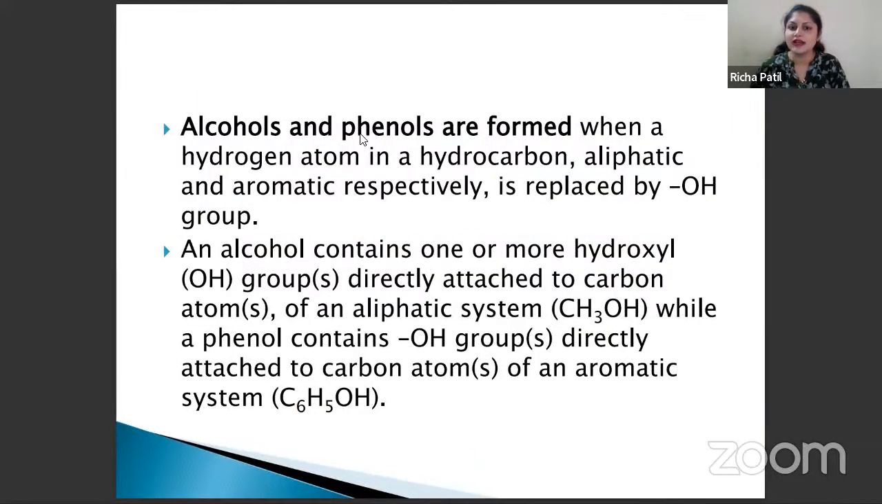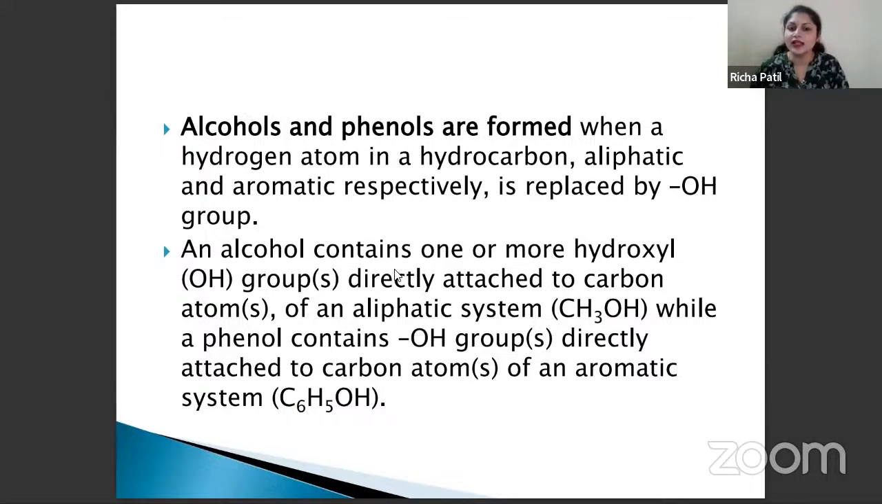So what are these alcohols and phenols, and how are they found? When a hydrogen atom in a hydrocarbon, aliphatic and aromatic respectively, is replaced by an OH group. In alcohols, it is an aliphatic chain. So in an aliphatic chain, if one of the hydrogen atoms is replaced by an OH group, then it results in alcohols. And in phenols, when you have an aromatic hydrocarbon, if one of the hydrogens is replaced by an OH group, then it is said to be phenol. So phenols are found.